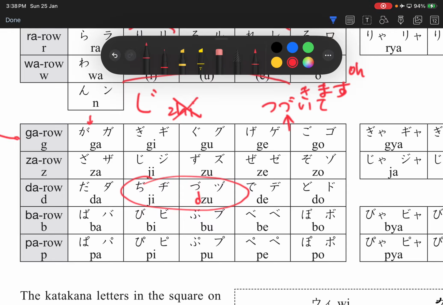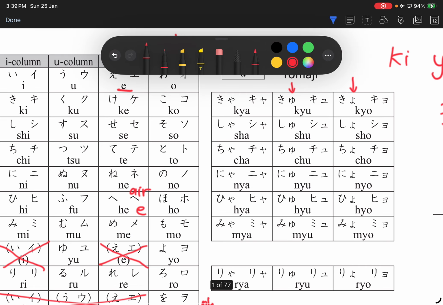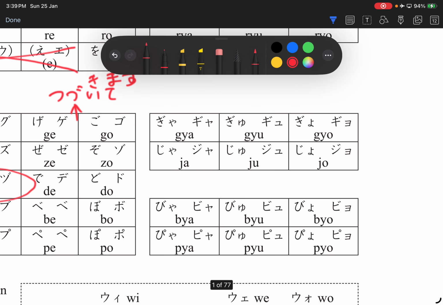Then next we have the P row. The P row is just instead of 2 dots, we put 1 circle. So the first one is pa, pi, pu, pe, po. So this is the P row. So far okay, any questions? No question.